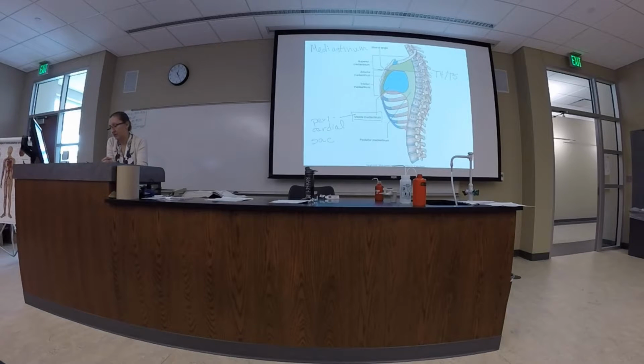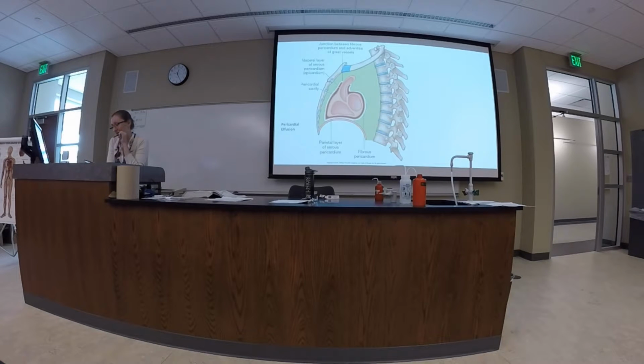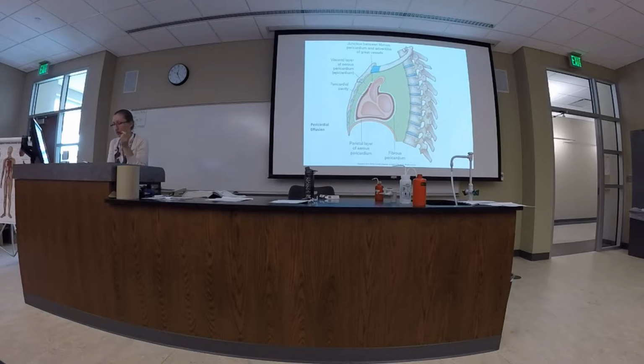Whereas superior mediastinum is everything above that level, anterior mediastinum is everything anterior to the pericardial sac, and the posterior mediastinum, everything obviously posterior to it. So today we're going to charge through the middle mediastinum, which is the heart and the pericardial sac, pericardial cavity.